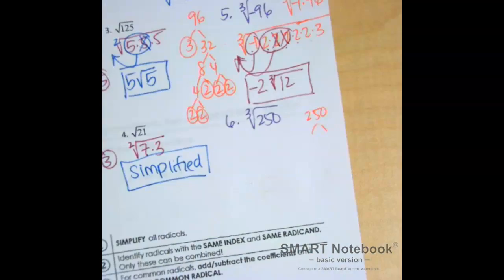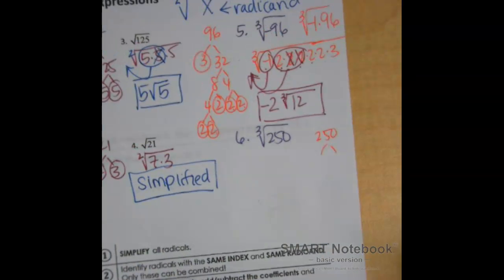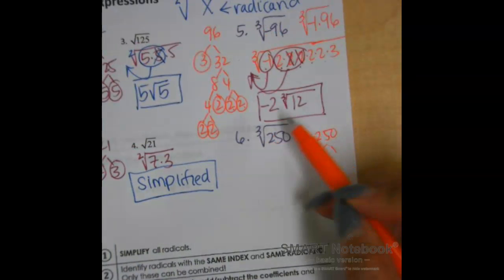Square roots have imaginary, really even roots. Even roots have imaginary numbers. Odd roots do not, because odd roots can handle the negatives.